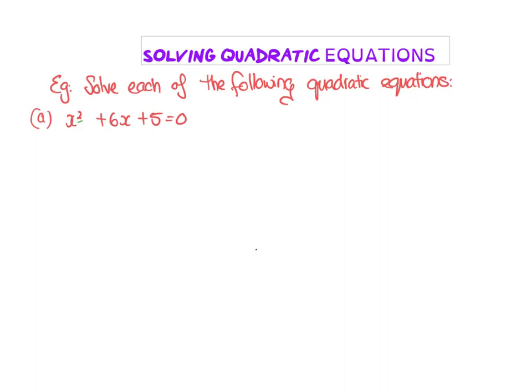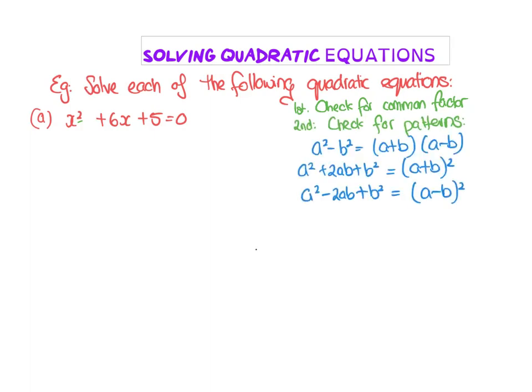The next thing we do when we're solving is we should always check for a common factor. So in this example, there's no common factor. And then the second thing we would do is check if there are any of the patterns, because we want to factorize this. So first check for a common factor, then second check if it's one of the patterns to save you time. This one doesn't have any of those patterns either, so then the third thing we might try now is to factorize using the cross method.